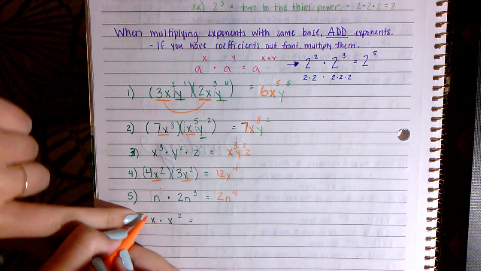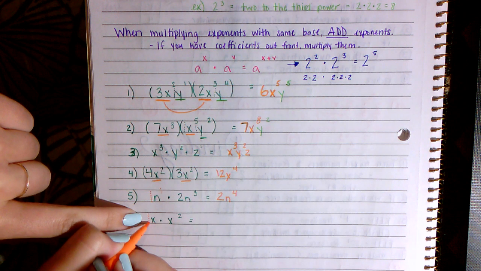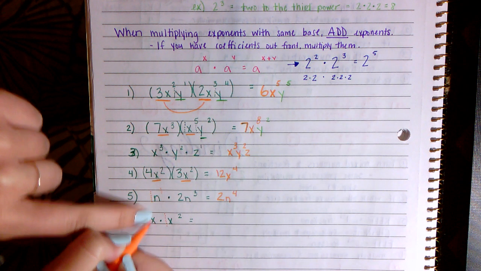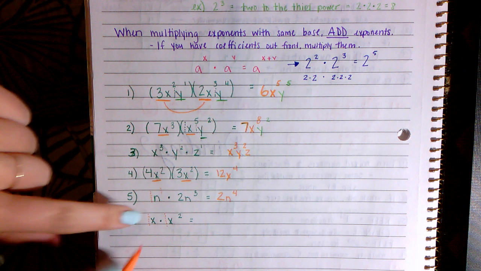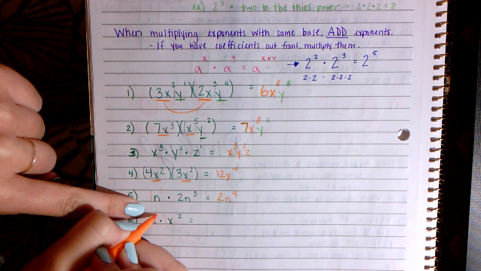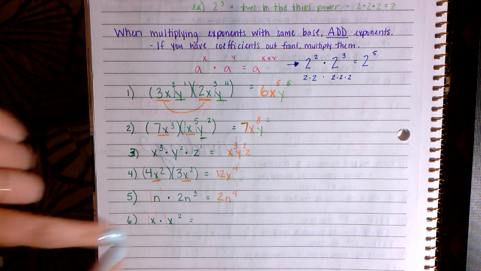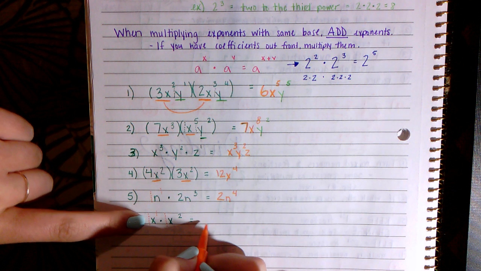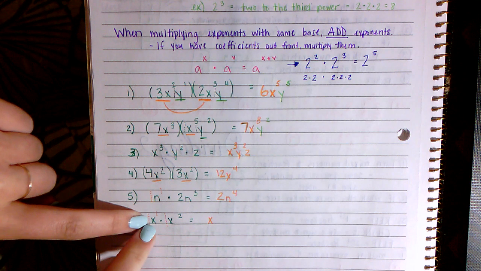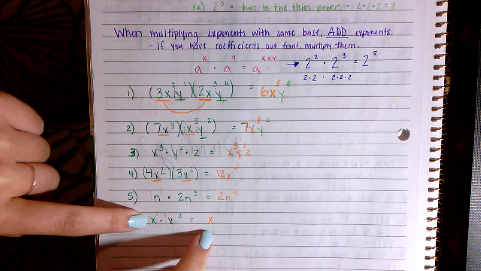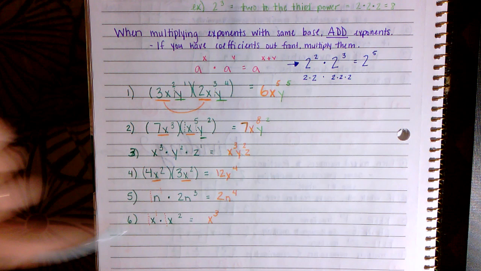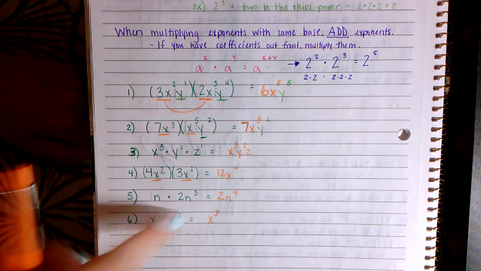So there's an imaginary 1 out front here and an imaginary 1 out front here. And anything to the power of 1, you're not going to see it, but it is there. So go ahead and write that there if you want to. Okay, so what is 1 times 1? 1. We don't have to write that, right? So it's just 1x. You don't have to write the 1. We're just going to write the x. And what is 2 plus 1? 3. So this is actually x to the third.